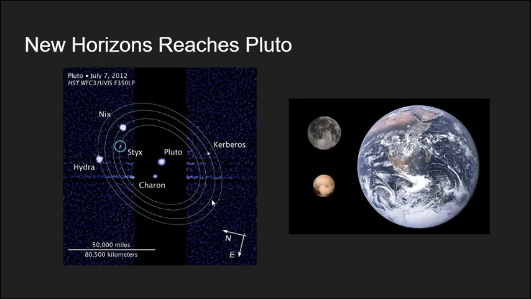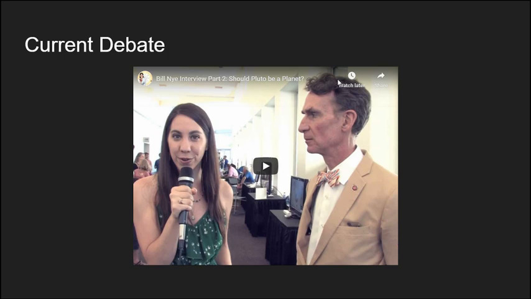When New Horizons reaches Pluto, we get more information on its other moons, smaller objects, probably other captured KBOs, Kuiper Belt objects. Pluto is smaller than the Earth's moon. So there is an actual size comparison there. This was a video from after the IAU demoted Pluto to a dwarf planet.